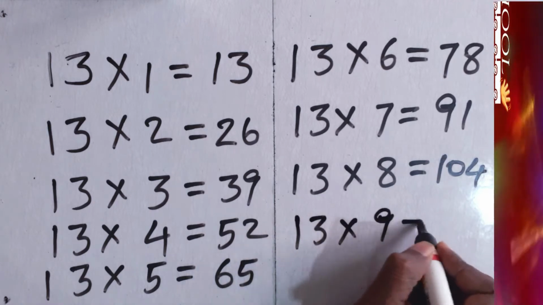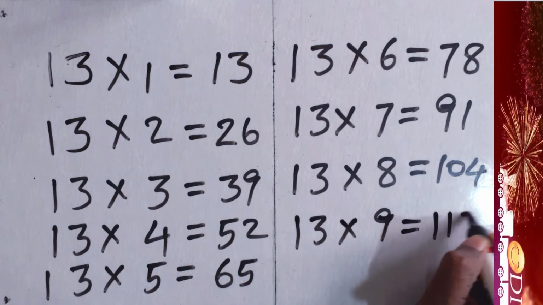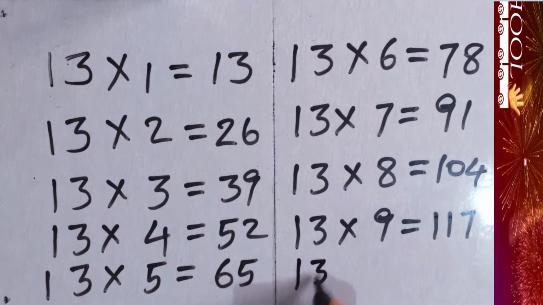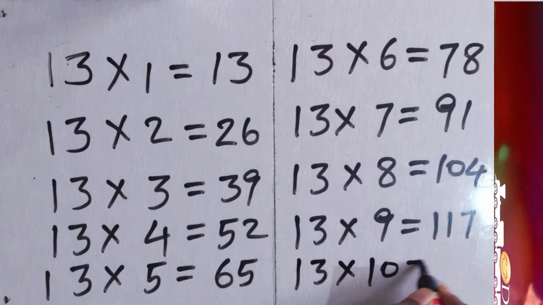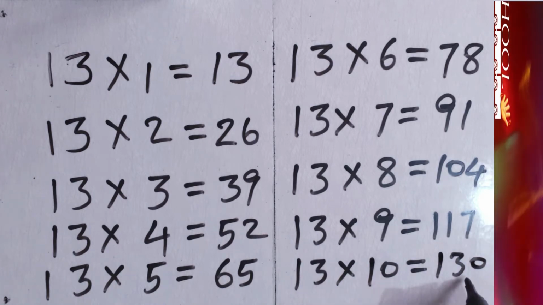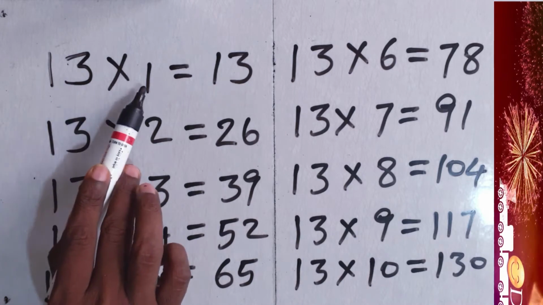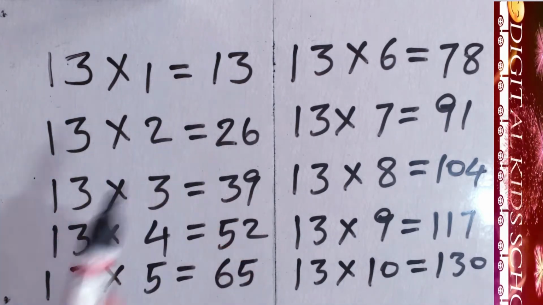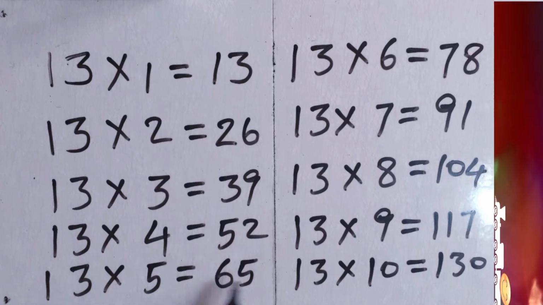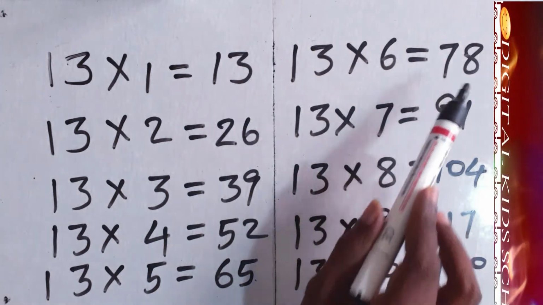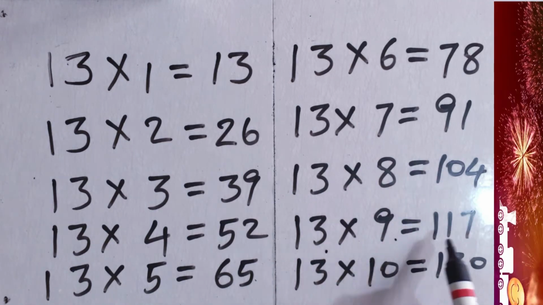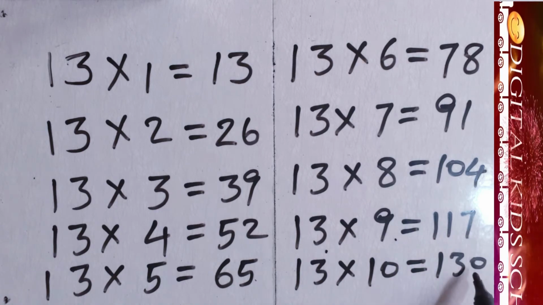13 into 9 is equal to 117. 13 9s are 117. 13 into 10 is equal to 130. 13 10s are 130. 13 1s are 13. 13 2s are 26. 13 3s are 39. 13 4s are 52. 13 5s are 65. 13 6s are 78. 13 7s are 91. 13 8s are 104. 13 9s are 117. 13 10s are 130.